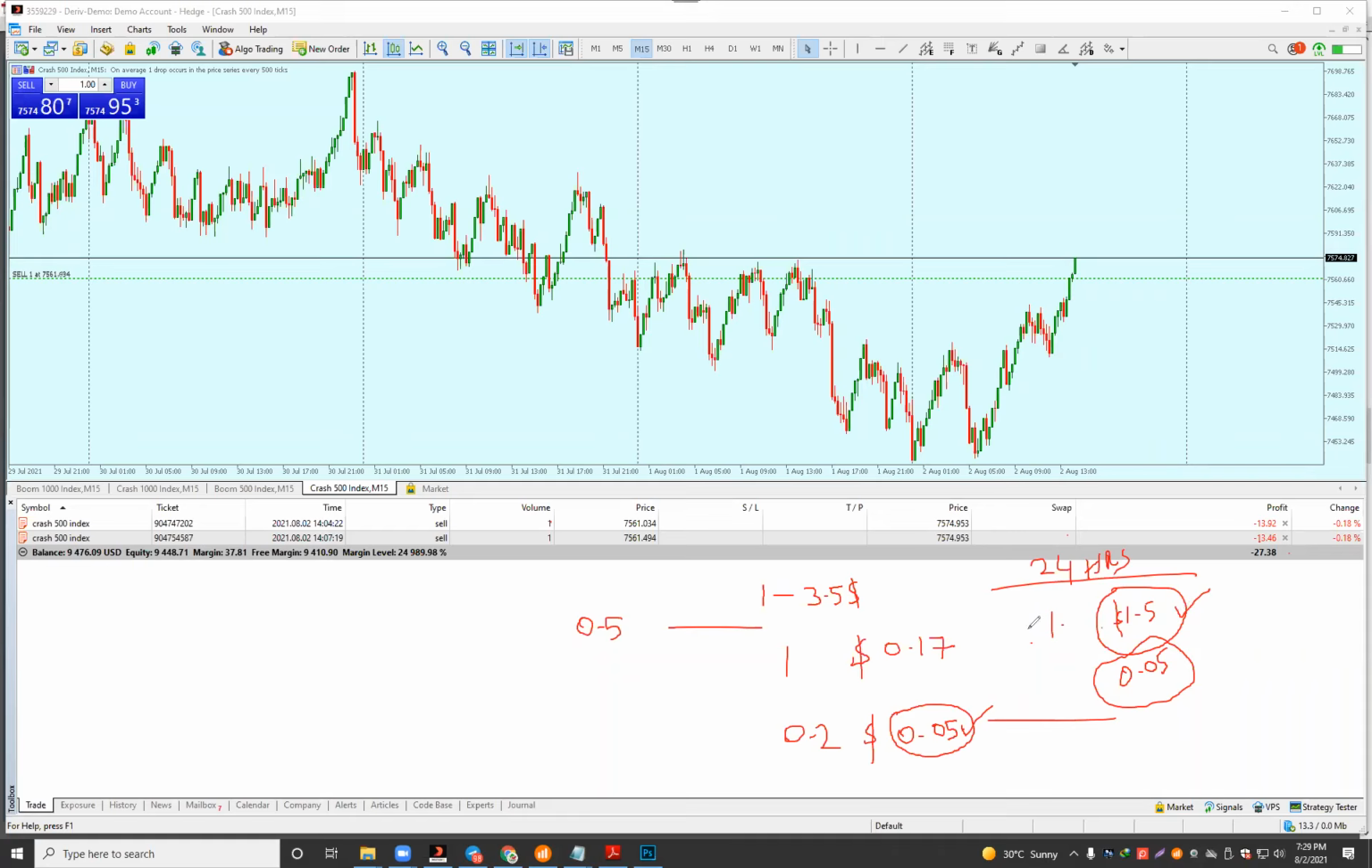When the day is closed for Boom and Crash, my time 5 a.m., daily in the morning, Pakistan time, PST time, 5 a.m., the day will be closed. If you open the trade at 4:30 a.m., right, and then you close the trade at 5:01, you will be charged the swap charges.